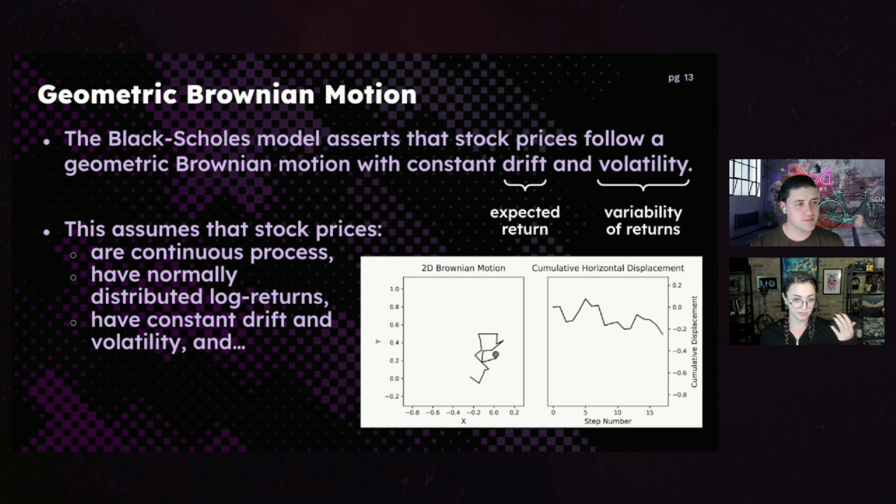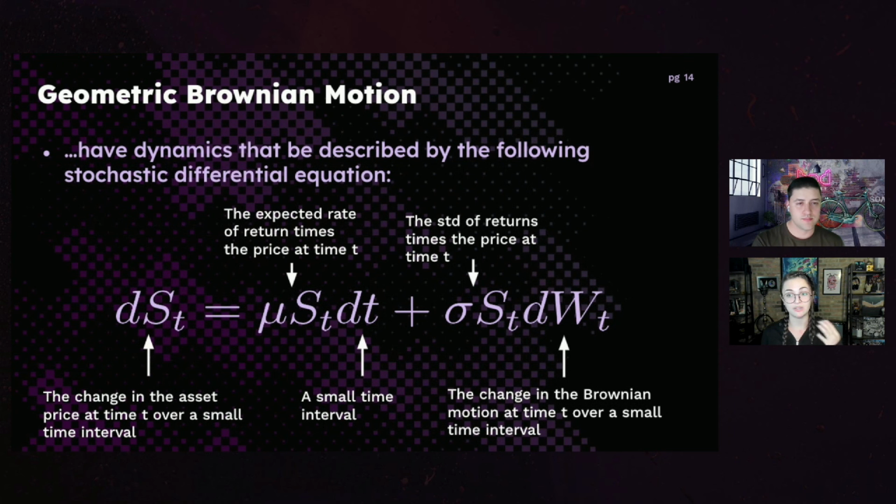But these are very core assumptions that we're making around stock prices. And so we're assuming, right, a continuous process, normally distributed log returns, constant drift and volatility, and they have dynamics that can be described by the following stochastic differential equation. Stochastic differential equation, I would not worry so much about the terminology. I wanted to include the SDE here for completeness, and I'll briefly describe what that is. But basically, this is a mathematical representation of stock price movements.